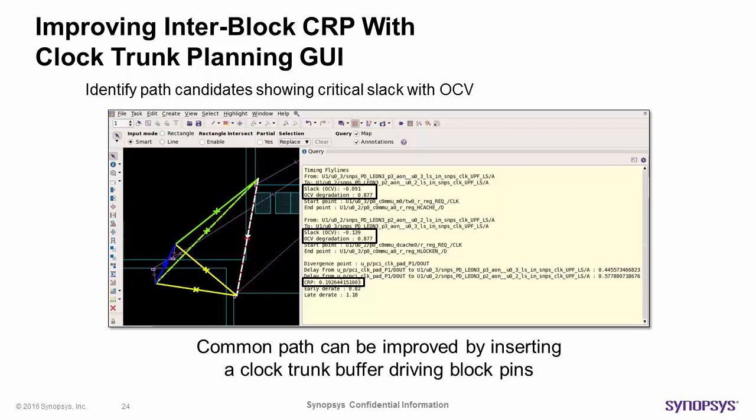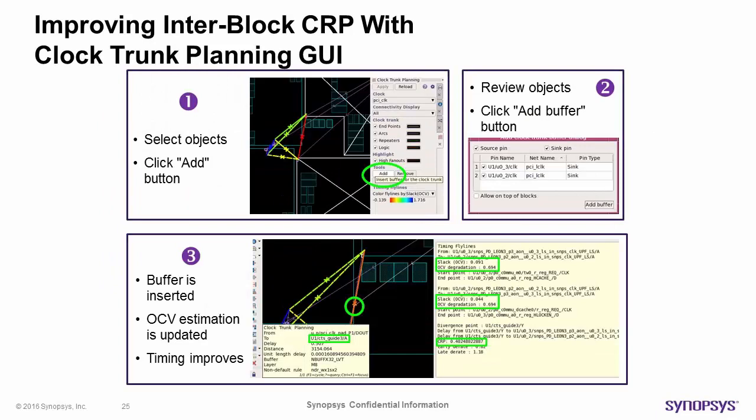The user can also use the GUI to improve inter-block CRP. We identify path candidates showing critical slack with OCV. Then common path can be improved by inserting a clock trunk buffer driving block pins. First, we select two different blocks and click the Add button. The second step, we review the object we just selected, and then we click the Add Buffer button. And then you will see the buffer is inserted. OCB estimation is updated. The timing result is improved.